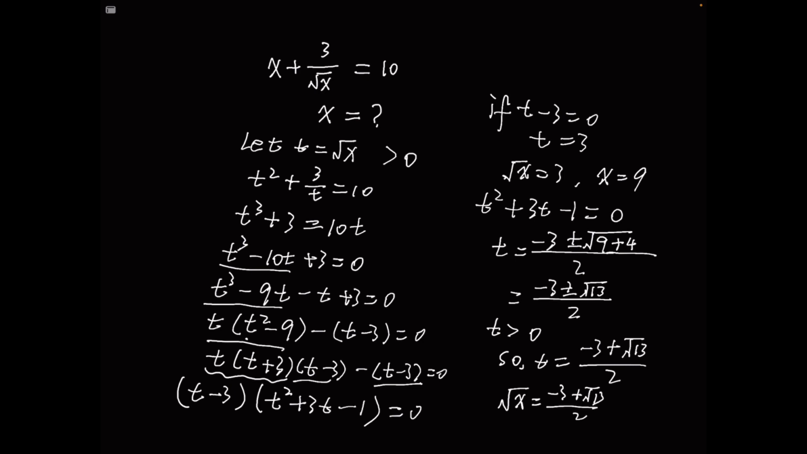So x equals, squaring both sides, we get x equals 11 minus 3 times square root 13 over 2. Okay, so now x equals 9, or x equals 11 minus 3 times square root 13 over 2.